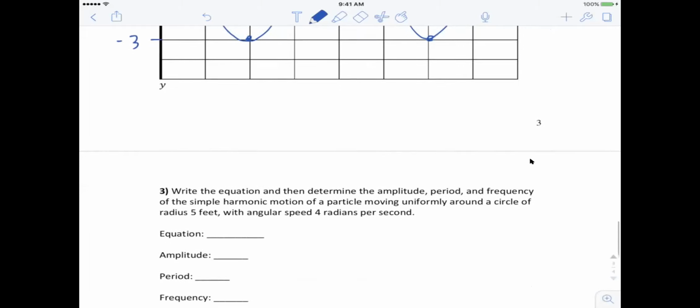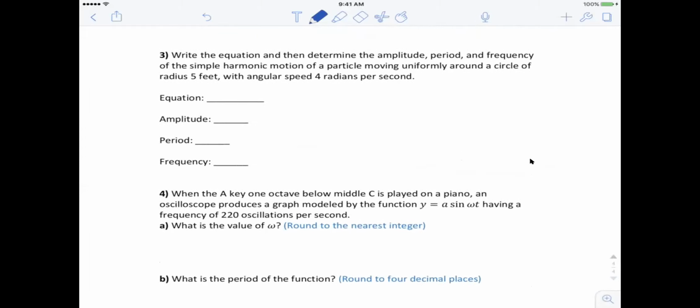Cool. Let's go to another one. This one says write the equation and then determine the amplitude, period, and frequency of the simple harmonic motion of a particle moving uniformly around a circle of radius 5 feet. Okay, so if you remember back, I can share that one animation again. This one has to do with that.